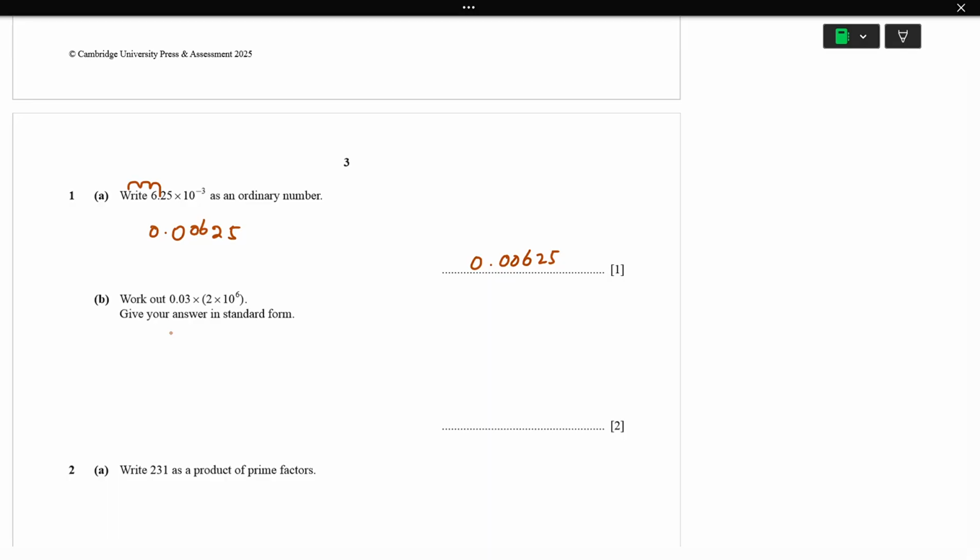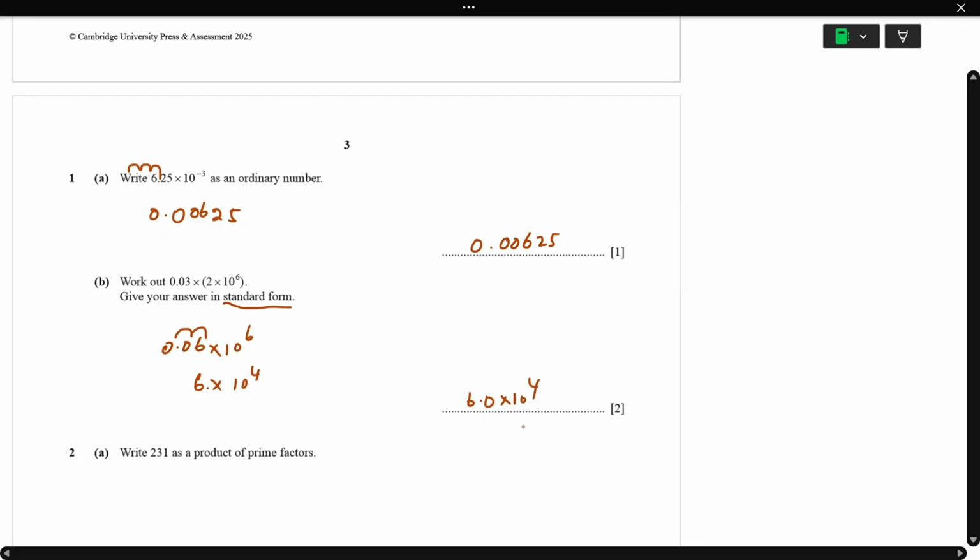Next, work out 0.03 times 2 times 10 power 6, in standard form. So 0.03 times 2 is 0.06, times 10 power 6. We'll make it in standard form, so the decimal point moves 2 places and we get 6, then the remaining 10 power 4. So the answer in standard form is 6.0 times 10 power 4.